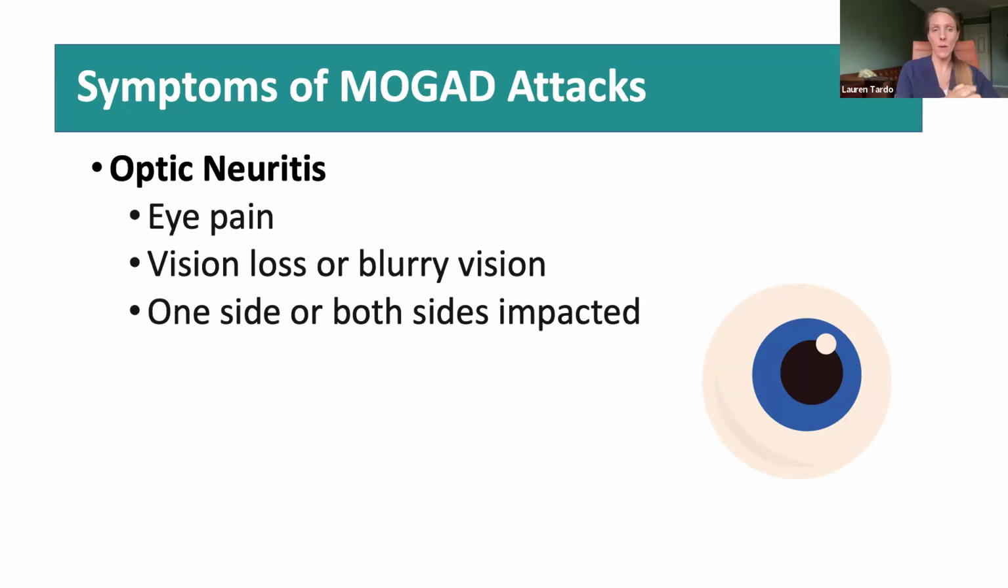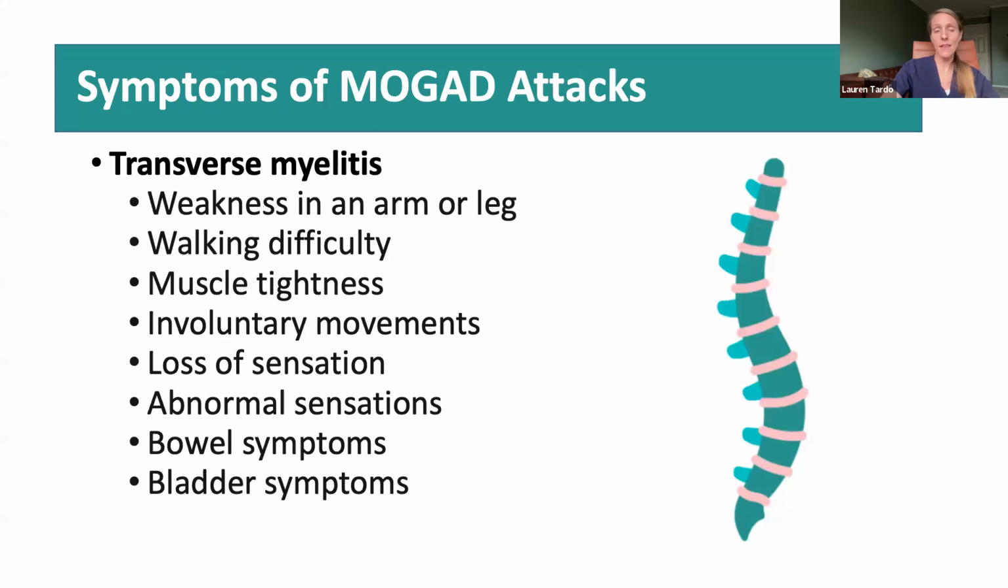One of the unique things about MOG that differentiates it from my MS patients is that a lot of times it's bilateral, meaning both sides, where most of my MS patients generally come in with one side impacted at a time. And so that's always a clue to me as well. If I'm meeting a patient and both of their eyes have been involved in an attack, I should look for MOG. The next is transverse myelitis, which again is from involvement of the spinal cord.